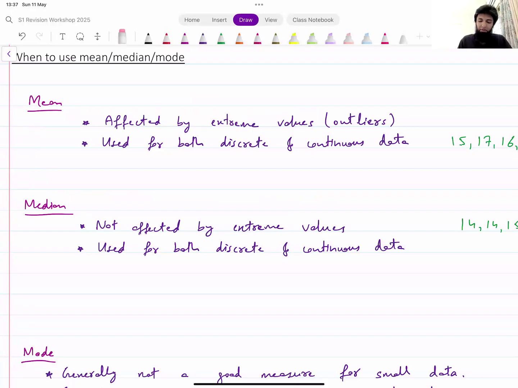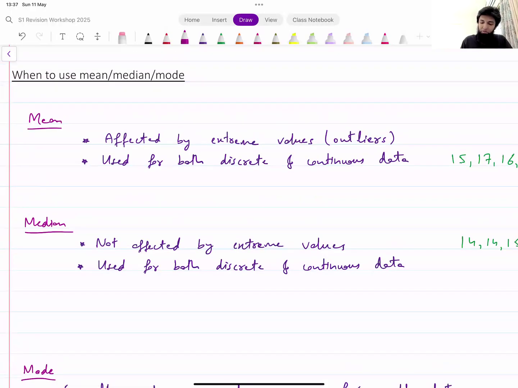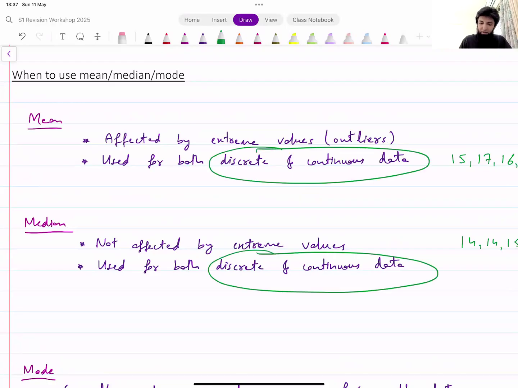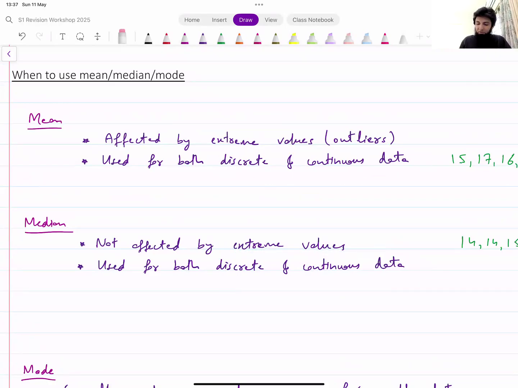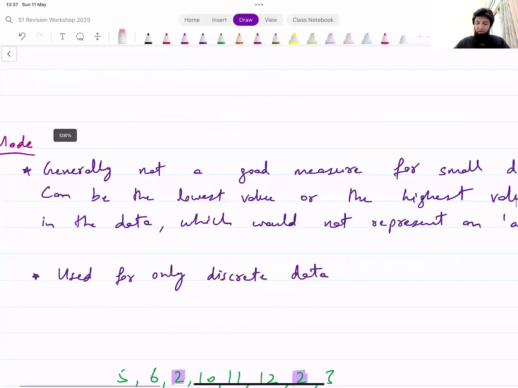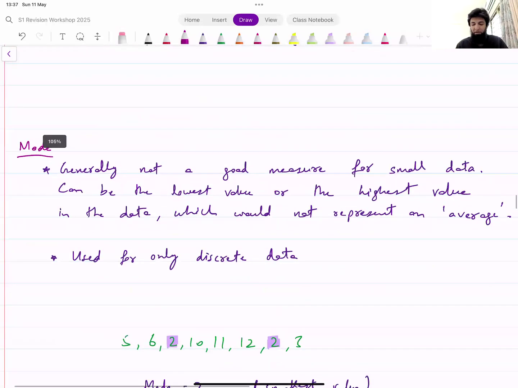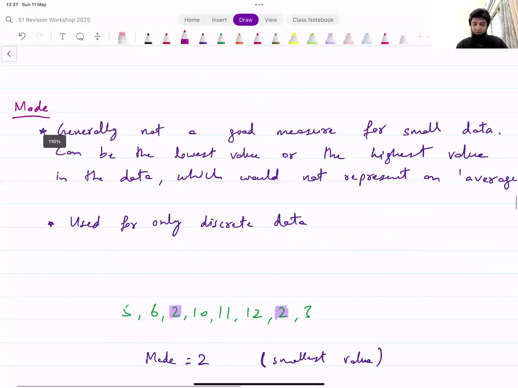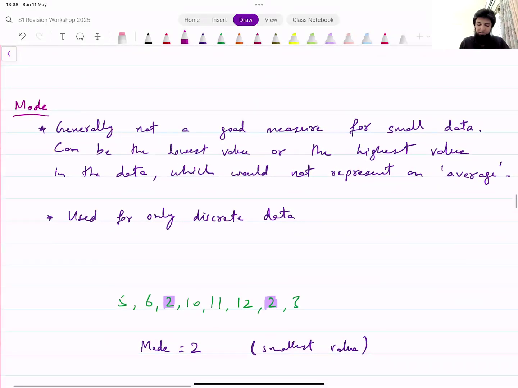Now, mean and median, they're both used for discrete data as well as continuous data. Mode is only used for discrete data. It's not used for continuous data, right? So if you can have any decimal value in the data, in that case, mode is not going to be an appropriate measure. It's only used for discrete data.